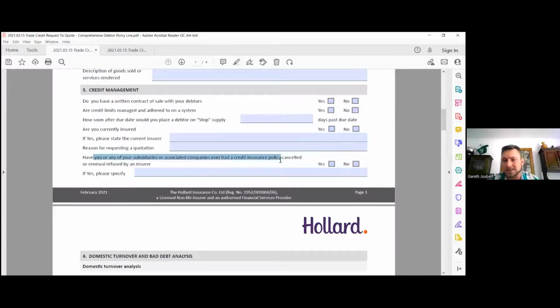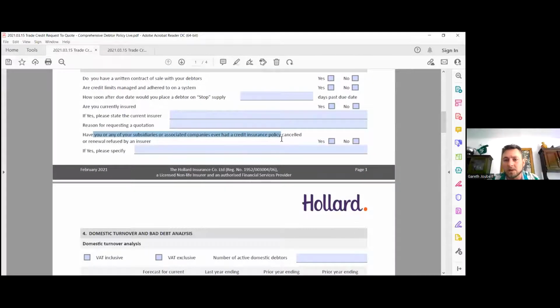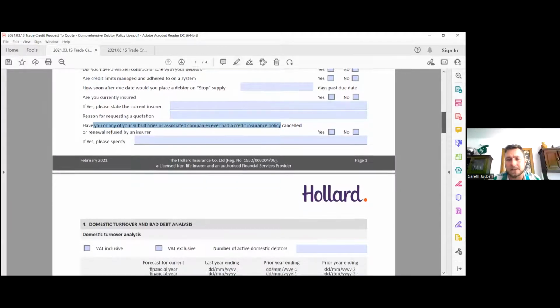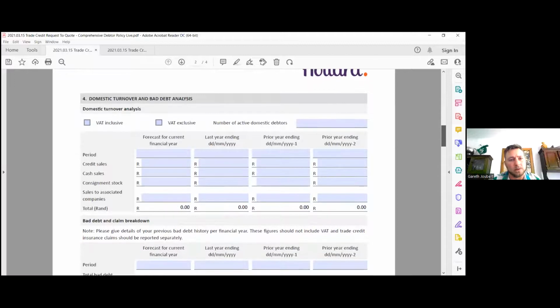It's really important to understand the profile of the business. It doesn't mean that we wouldn't want to quote, but it gives us an understanding of where the policyholder or the prospect is at the time of requesting a quote. Okay. And that happens quite a lot, by the way. There are policies that get cancelled. It's not the end of the world.